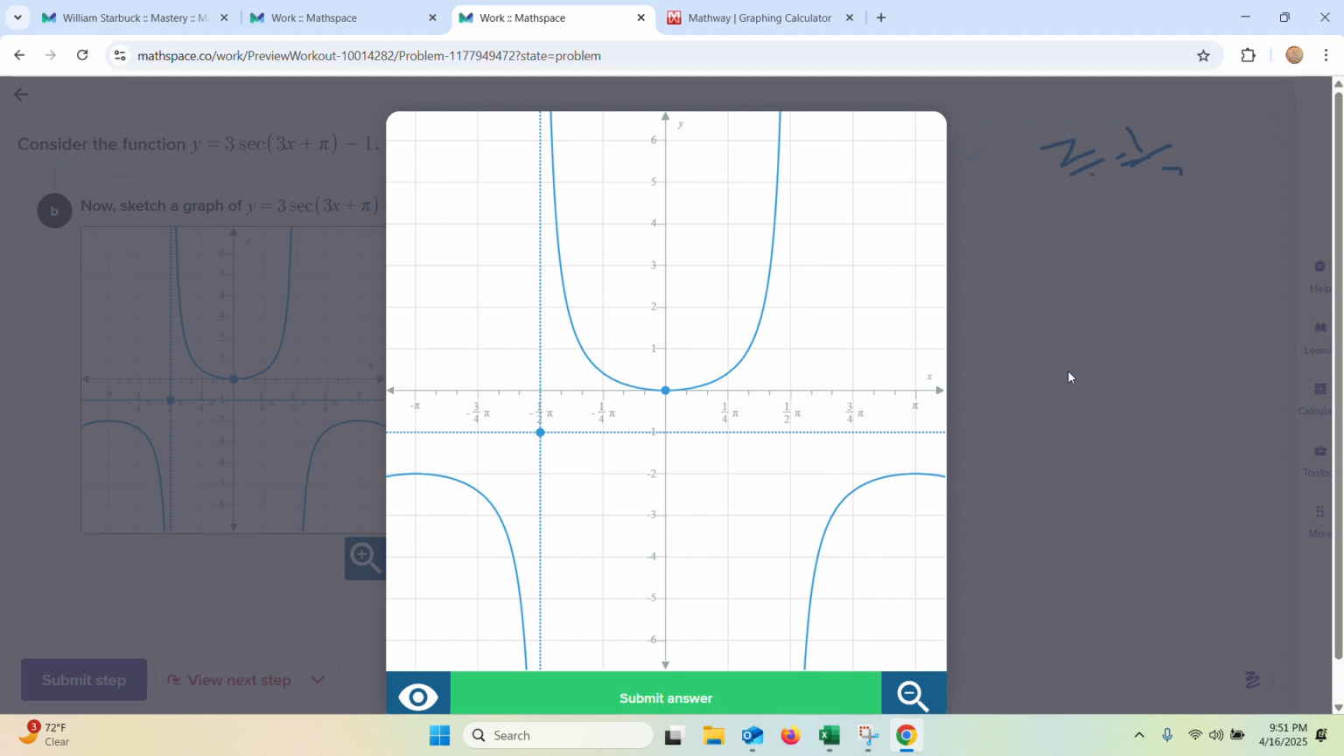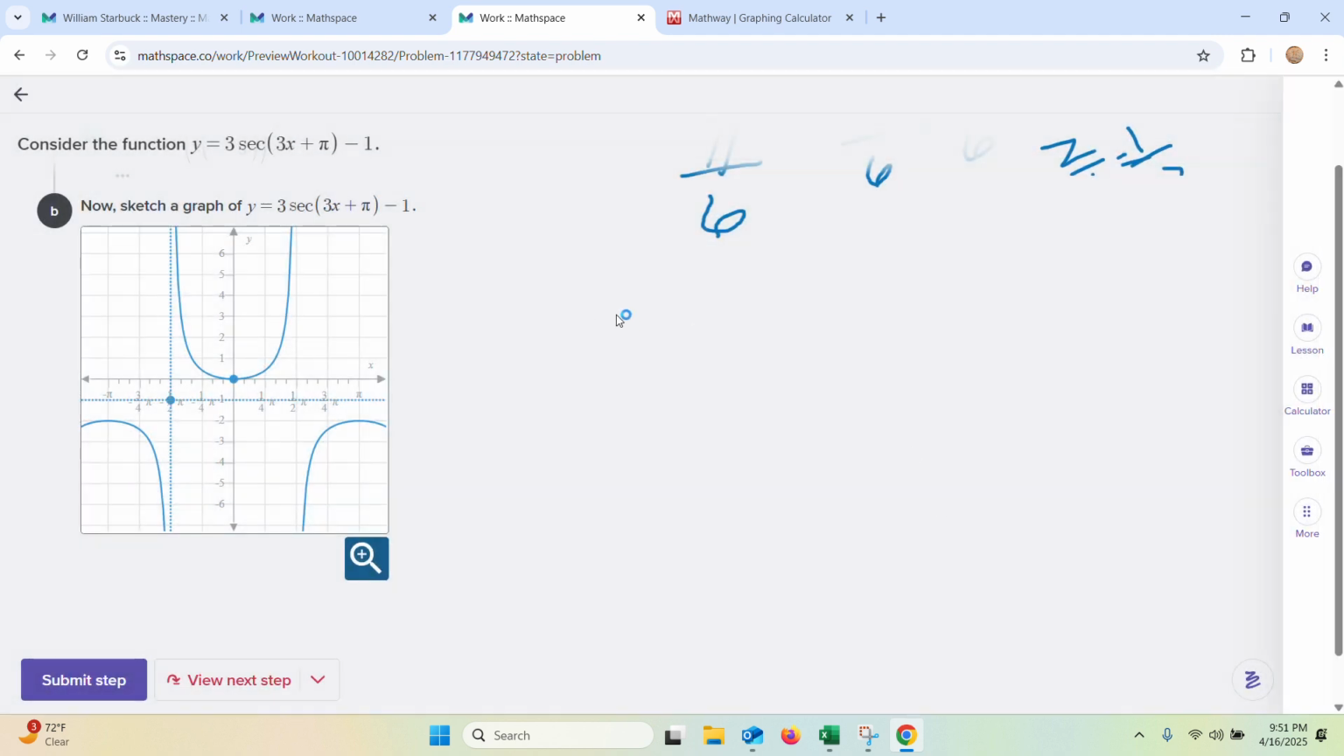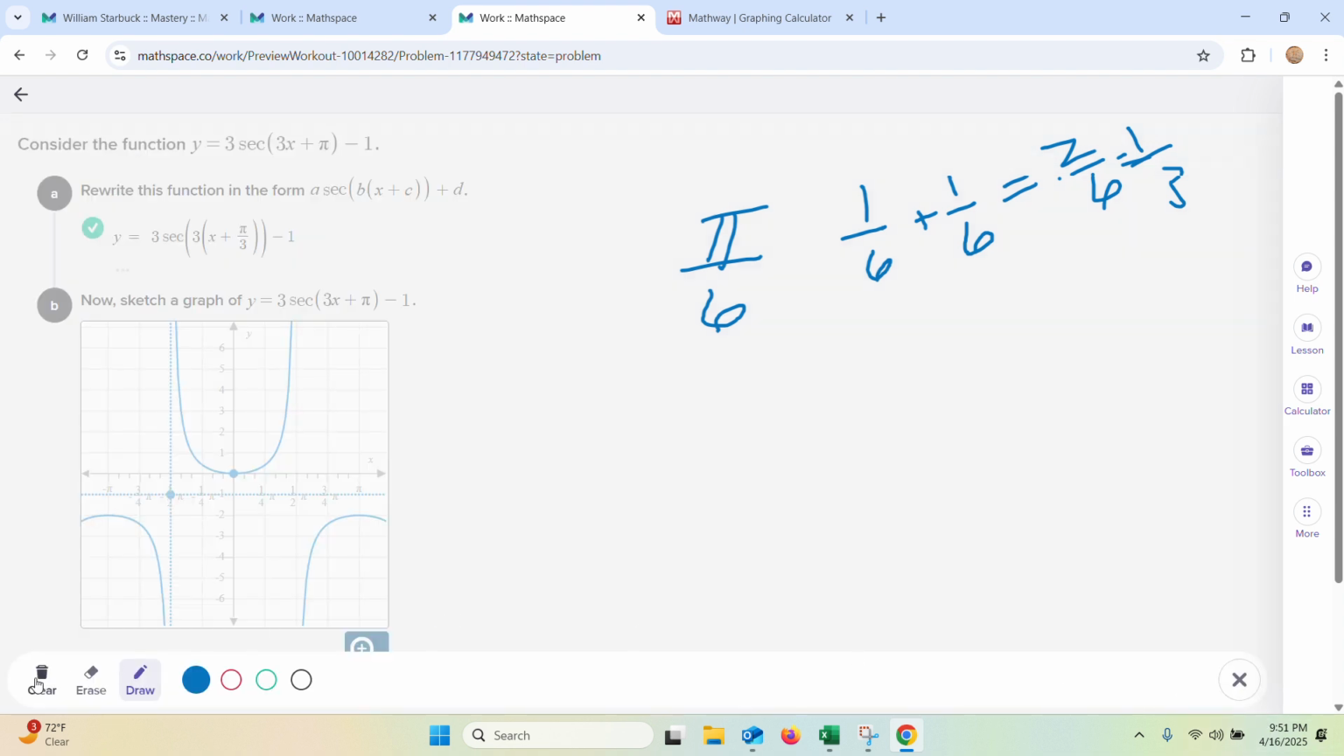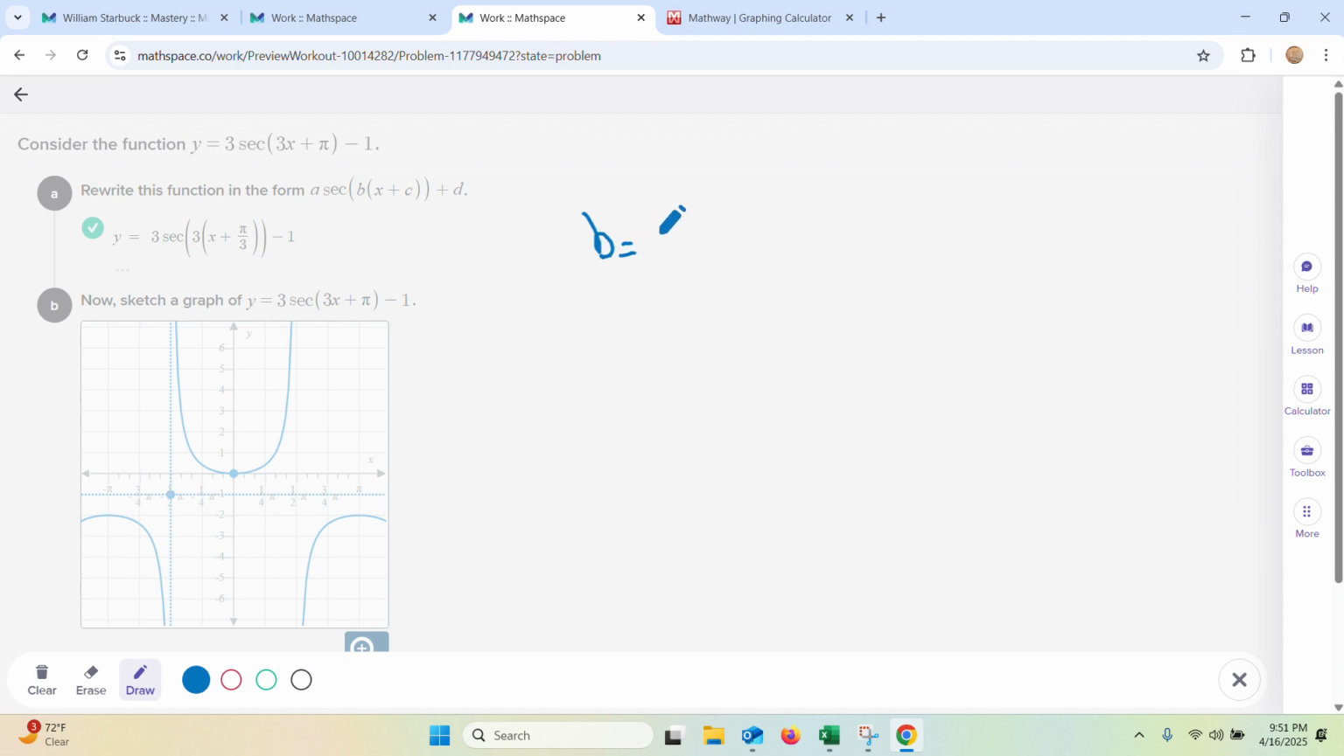Taking it to the scale factor. The scale factor was 3. I'm thinking it was just a small error. I'm hoping it's just a small error. Okay, so B is 3. So the scale factor is 1/3. Okay, 1/3.